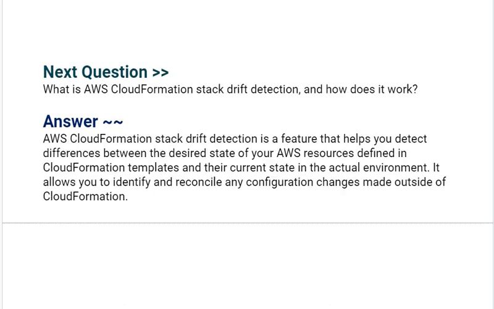Our next interview question is: what is AWS CloudFormation Stack Drift Detection and how does it work? Your answer should be: AWS CloudFormation Stack Drift Detection is a feature that helps you detect differences between the desired state of your AWS resources defined in the CloudFormation templates and their current state in the actual environment. It allows you to identify and reconcile any configuration changes made outside of CloudFormation.